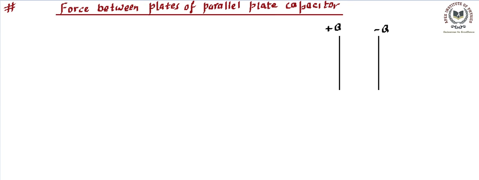So here the picture has been shown. Let's say this is representing a parallel plate capacitor, and this is the positively charged plate, this is the negatively charged plate, and between these two plates there is going to be an interactional force, because this is one charge and this is another charge. When there are two charges, they interact with each other.